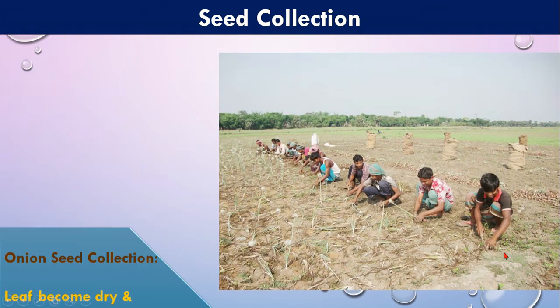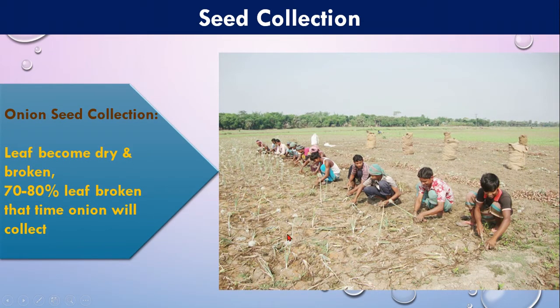Next one is onion seed collection. When the leaves become dry and broken, at that time you understand that you have to collect the onion seed, and this will happen when 70 to 80% of the leaves are broken. At that time the onion seed will be collected.